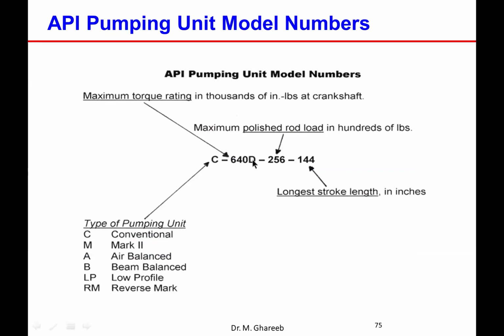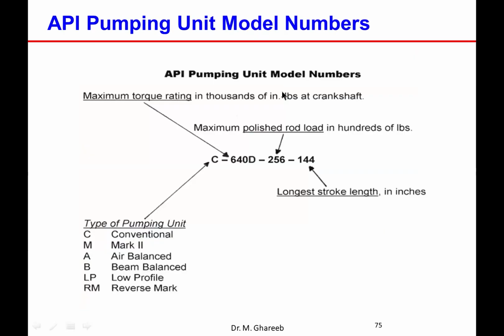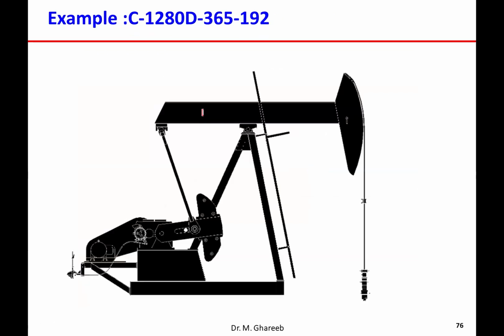Then the next number indicates how much load the unit is able to lift at the polished rod, how much load the unit can lift up and down, and this is usually measured in hundreds of pounds. Plus how long a stroke it can lift to reciprocate the pump. This is the last number, the longest stroke length of the pump.